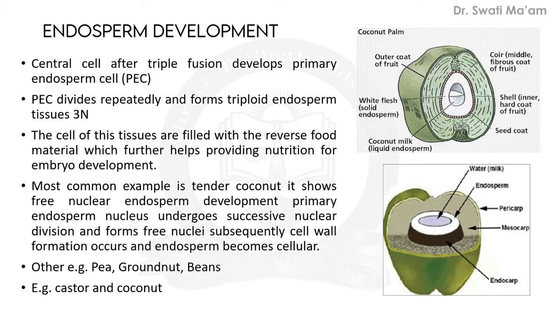If the endosperm is completely consumed by the developing embryo, it can be observed in pea, groundnut, or bean seeds. But if the endosperm persists in the mature seed even after seed maturation, the best examples are castor and coconut.